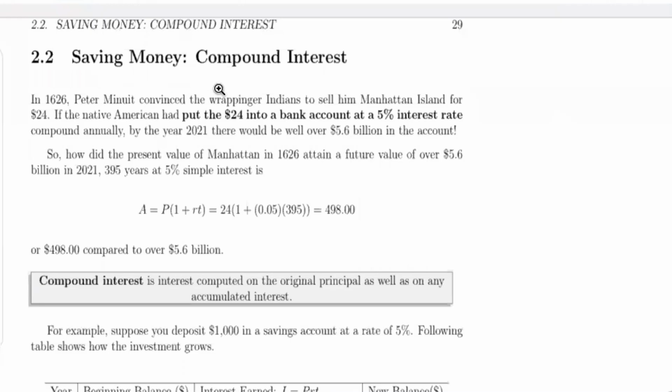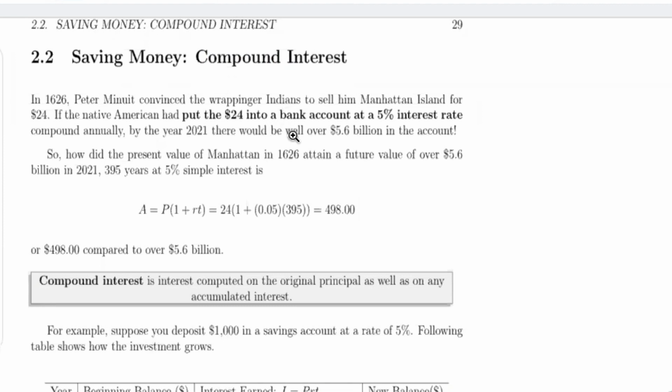So in compound interest, the biggest difference from simple interest is interest on interest. You have interest this year, the next year you get interest on interest, the following year you get interest on interest. So you get interest forever.